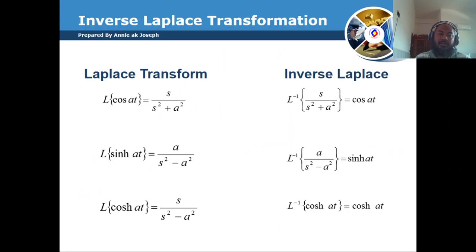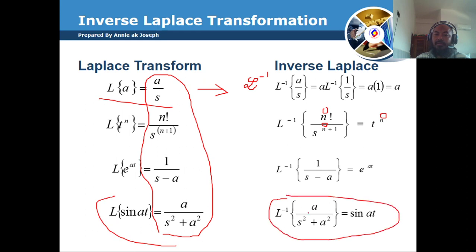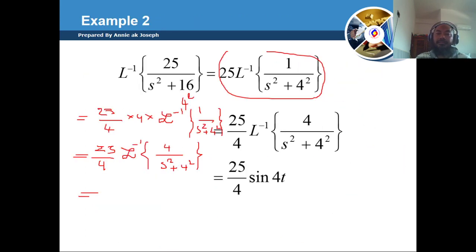So what is this? Back to our table, can we have this one? See, 4 square and s, so it becomes sin 4t. Okay, so that's why it is equal to 25 divided by 4, and this one becomes sin 4t.